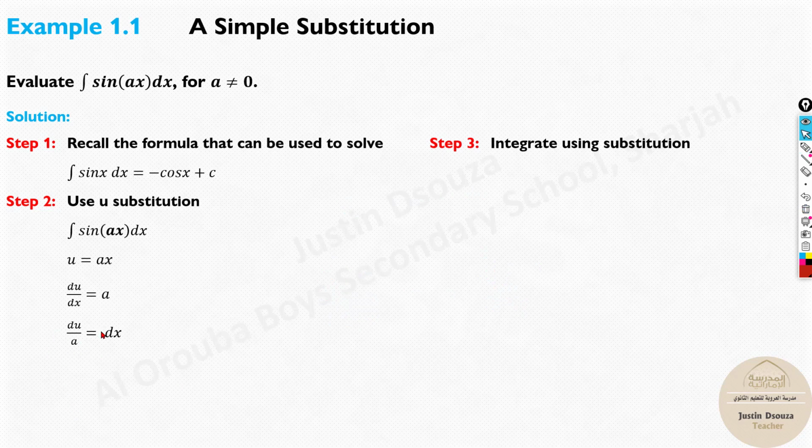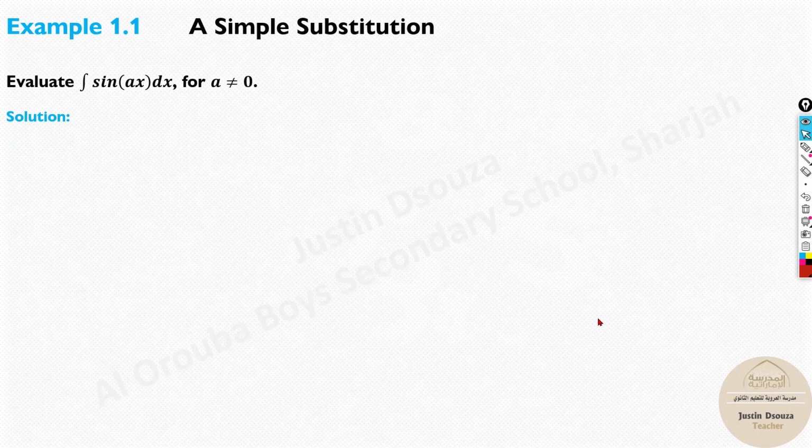And then what's happening over here? We get the dx value. Now substitute back in this equation. Instead of ax, you have u. dx is du by a. And now this a is constant, so remove it out and use the integral formula. It's minus cos u plus c, and you get this as the answer. It's a very simple one.